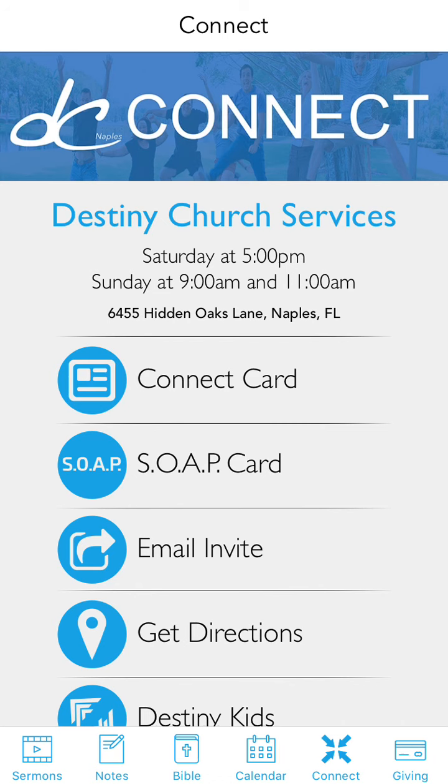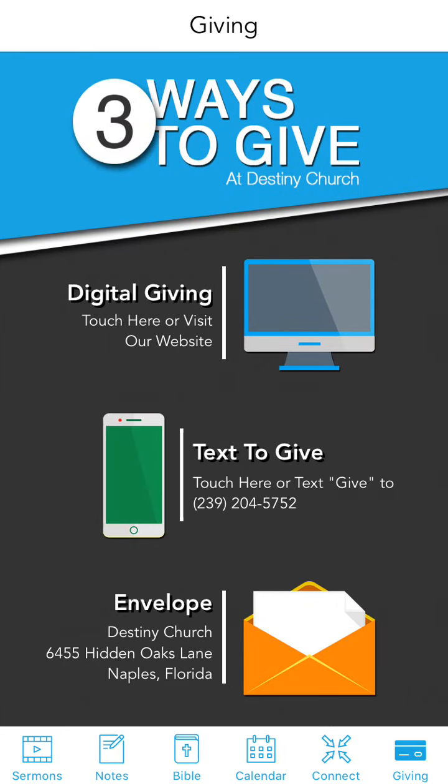So the last section in the app I want to talk about is the giving section. And this has the different ways that you can give at Destiny Church. At the bottom is envelope, and this actually doesn't do anything. Like I'm touching the screen down there right now. It does nothing. It's just telling you, hey, you can send like a check or something to Destiny Church at this address. But above that are two different buttons for digital giving and for text to give.